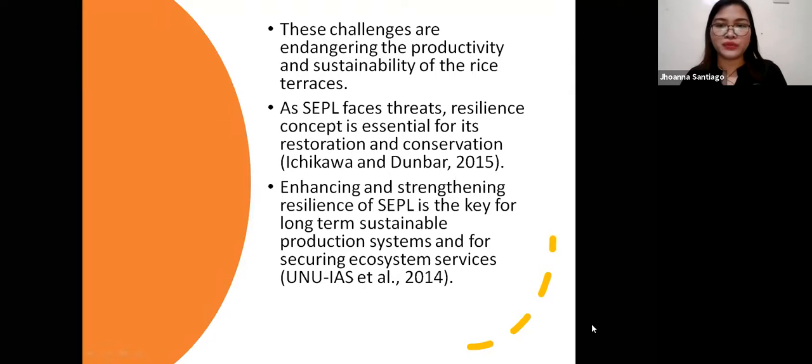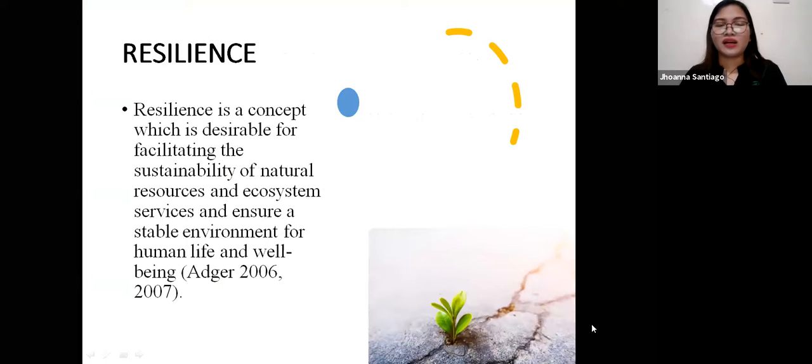So I'm going to introduce you the concept of resilience, for it is essential for its conservation. And when we enhance the resilience of a SEPL, it is the key for long-term sustainable production system and also for securing ecosystem services. Let me further define what is resilience. According to Adger 2006 and 2007, it is a concept which is desirable for facilitating the sustainability of natural resources and ecosystem services and ensure a stable environment for human life and well-being.